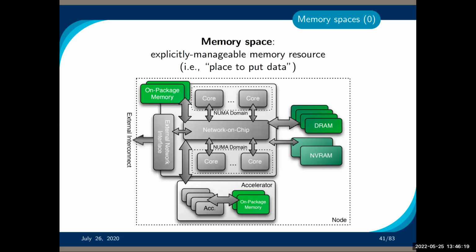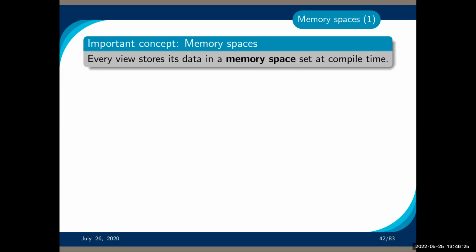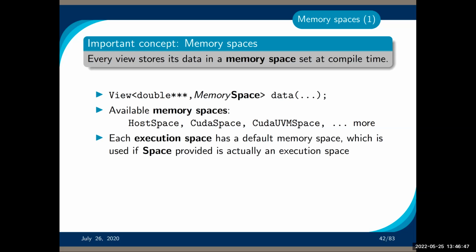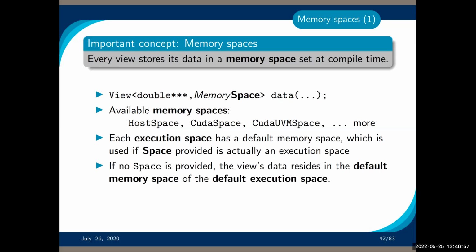Now, analogous to execution space, there's a memory space, and that's: where is the data? The view has to know the memory space at compile time. If it's not the default one, then you have to specify where it is as a template parameter. Again, there's host, CUDA, SYCL, etc. If you have something in an execution space, it has a default memory space, which is what you would expect. And if no space is provided, it defaults to the default memory space or the default execution space.